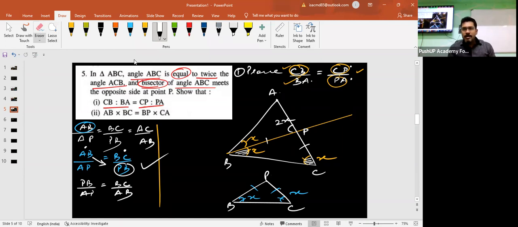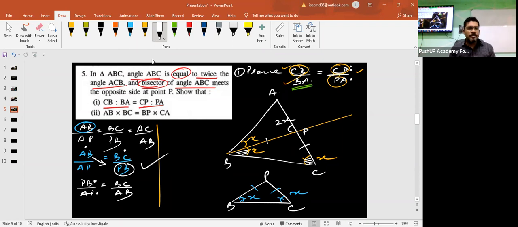I am done with this portion, BC upon AB. But still on the left hand side, I have got some differences. What is that difference? They wanted CP upon PA. I am having BP upon PA.